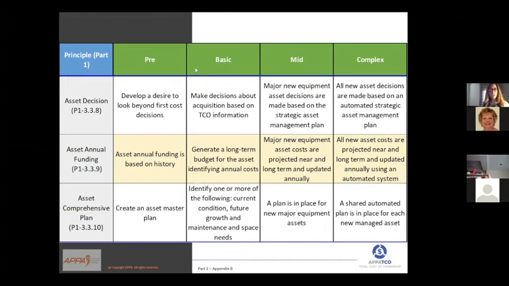So your major new equipment asset costs are projected near and long term and updated annually. Great. Boz, where do y'all house that information? Is that on a simple Excel? Is that in a database? Do y'all have something designed for that? Various systems. Okay, great.